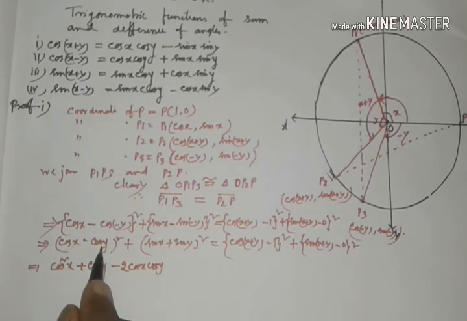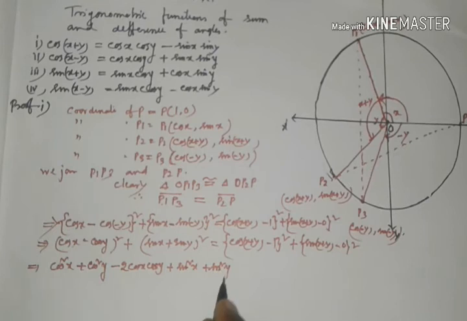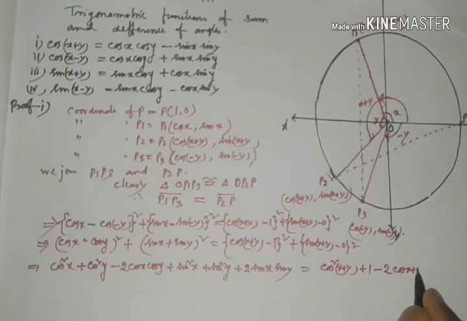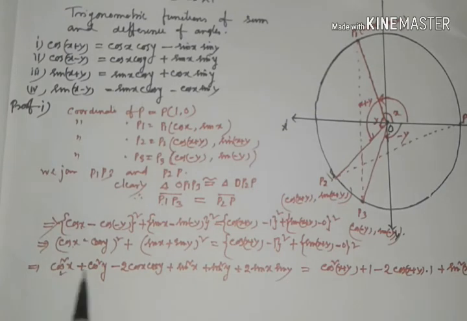A square, this first term square, second term square, 2 into first term second term. This is also sin square x, sin square y, plus 2 into sin x sin y, and this is cos square x plus y plus 1 minus 2 into cos x plus y into 1, and this is only sin square x plus y.